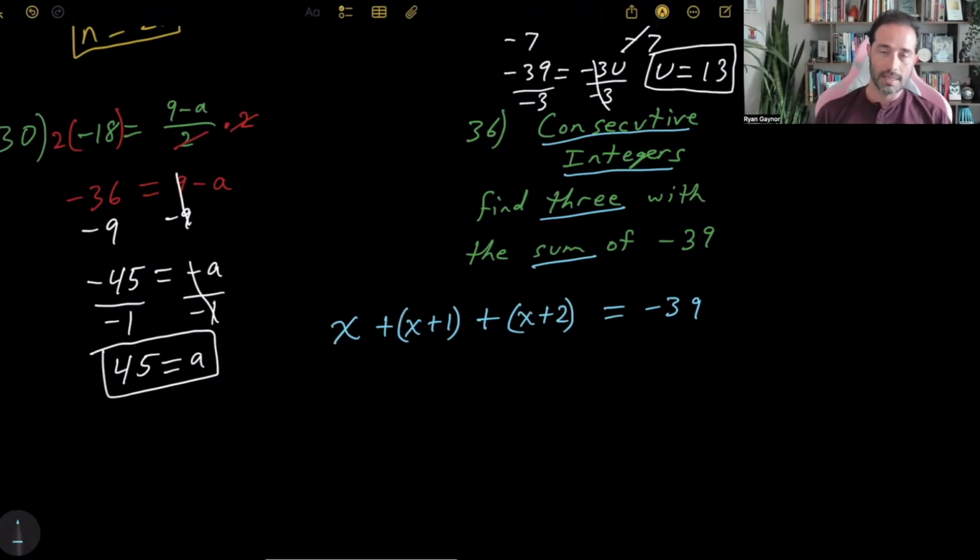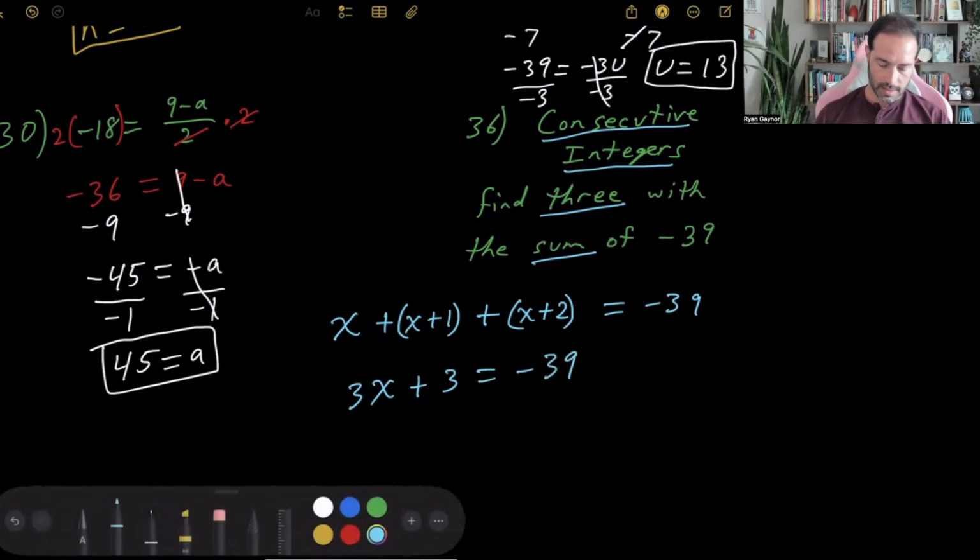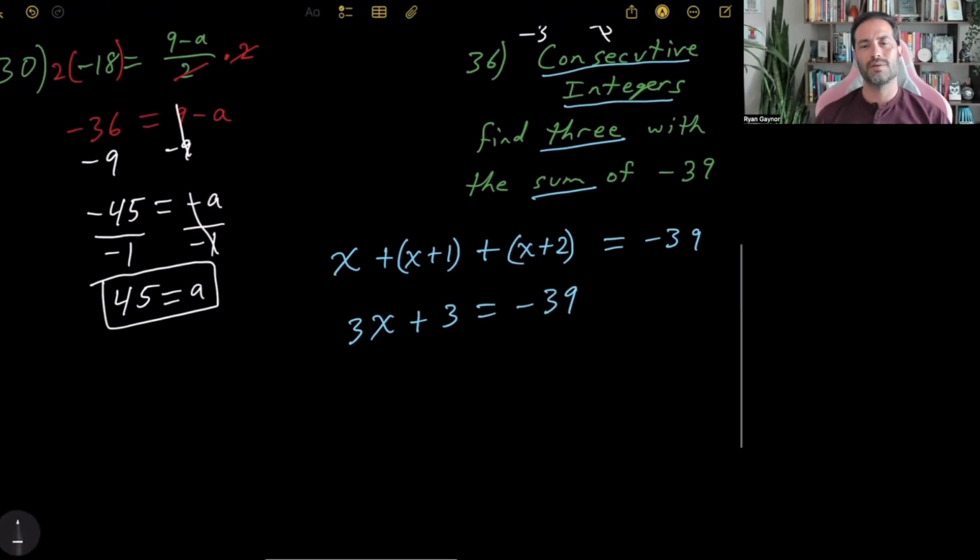The parentheses don't matter anymore because I'm adding, so it's fine. So I have 3 x's. X plus x plus x, that's 3x. Then I have 1 plus 2. So that is 3x plus 3 equals negative 39. Okay, so now here we go. We're right back to the multi-step equation. This is why they gave you this problem.